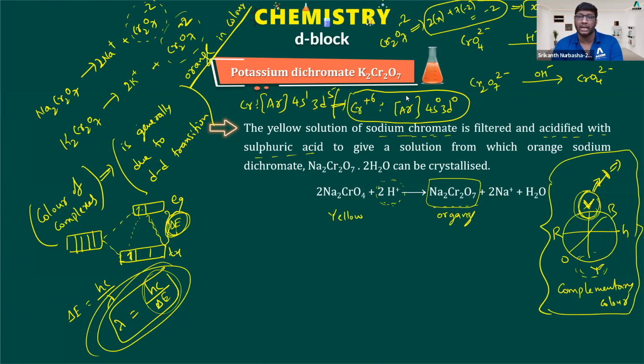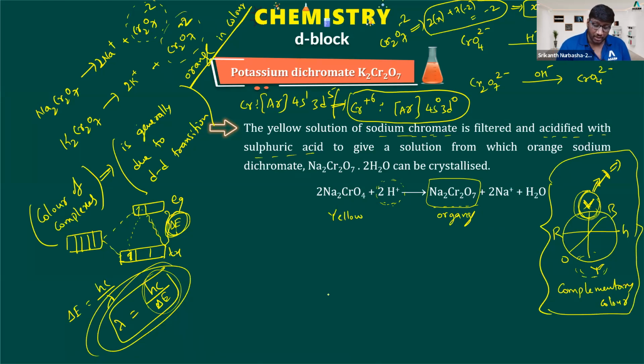If we do not have a single unpaired electron, is the d-d transition possible? d-d transitions are not possible. If d-d transitions are not possible, they should not be showing any color. But in reality, they are colored. Dichromates are orange in color. Why? Because not only this d-d transition, there is a next concept called charge transfer phenomena.